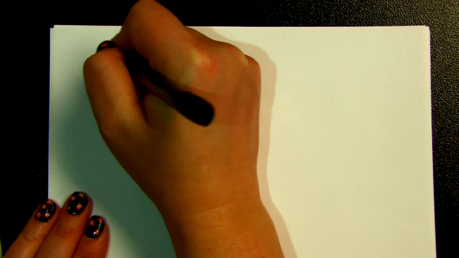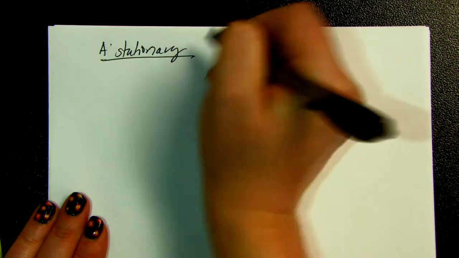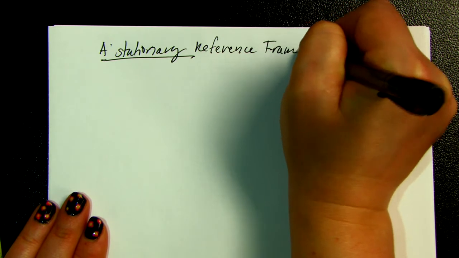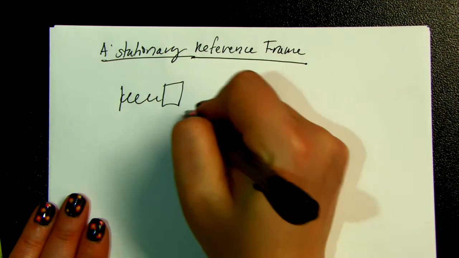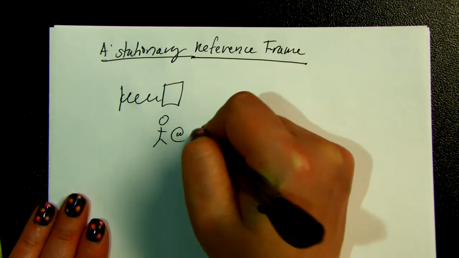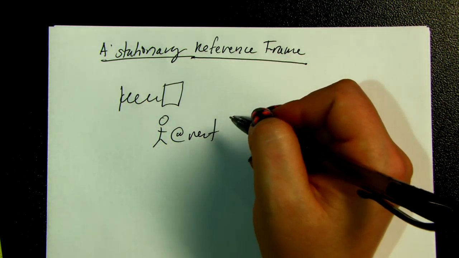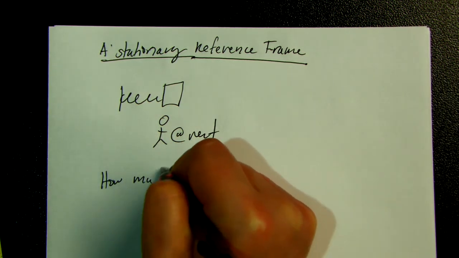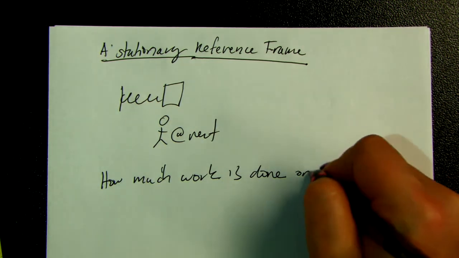Okay, so a stationary reference frame. This is what you are used to. You're used to just standing there, hanging out, making measurements. You're watching this interaction. You are at rest, so you'll view the spring mass system as though it were at rest as well. All right, so how much work is done on the spring mass system?